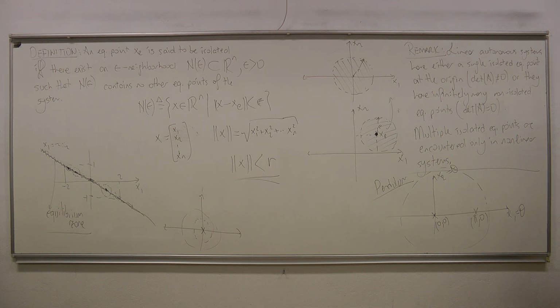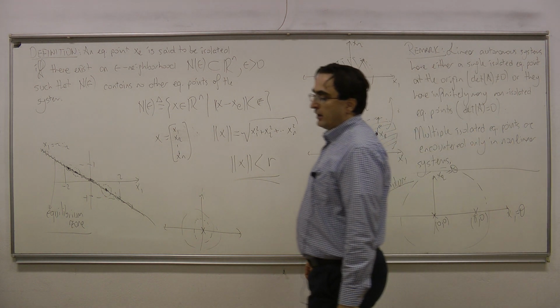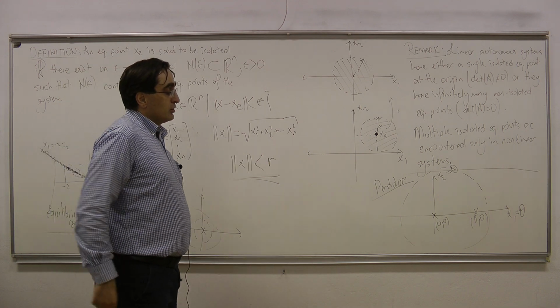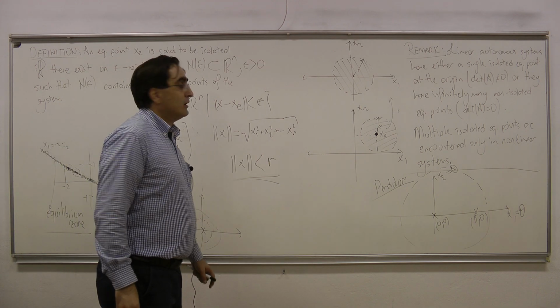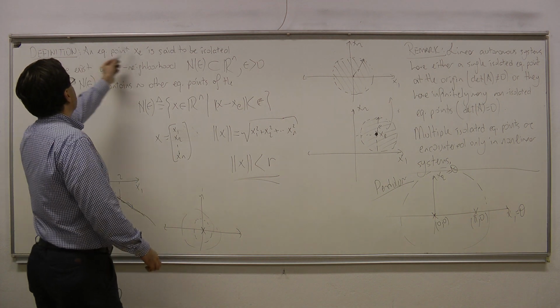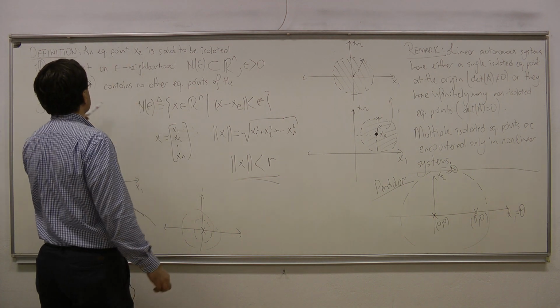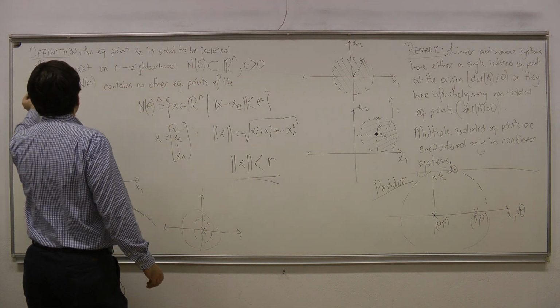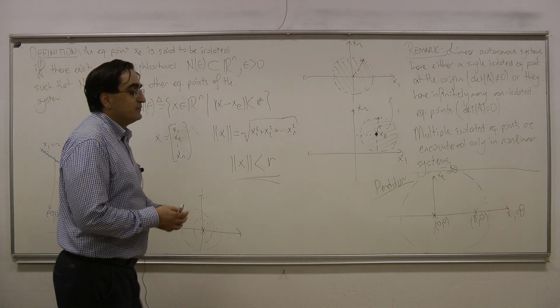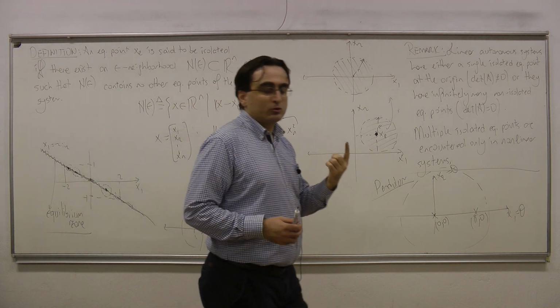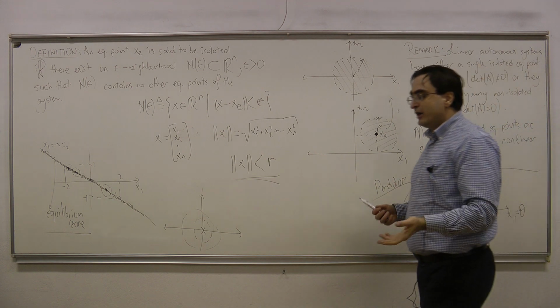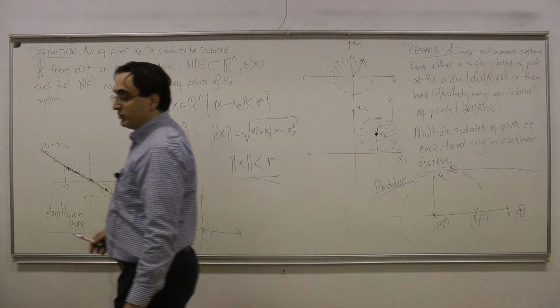The answer is actually going to be no here. I cannot say that equilibrium point is non-isolated. Now look at the definition of isolatedness. An equilibrium point xc is said to be isolated if and only if there is one epsilon neighborhood, I can find a single epsilon neighborhood in which there exist no other equilibrium points.